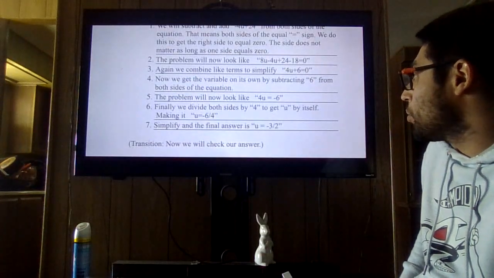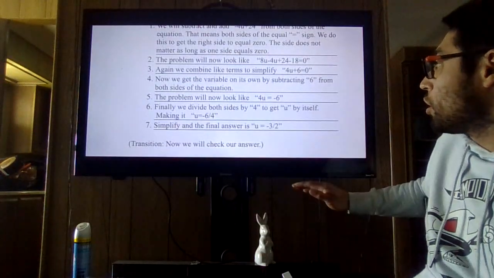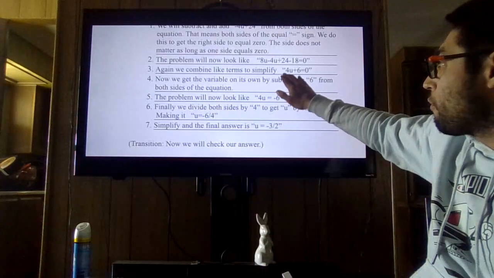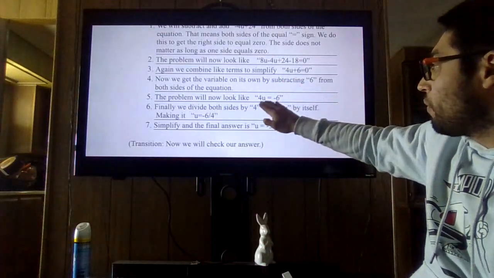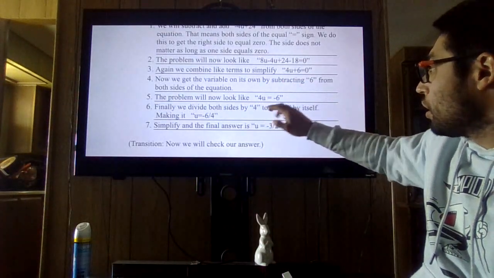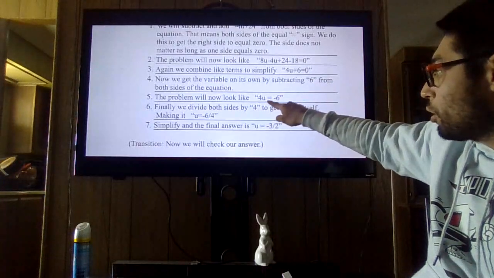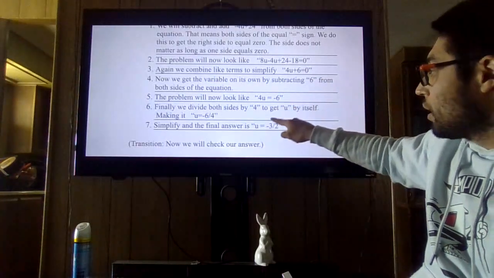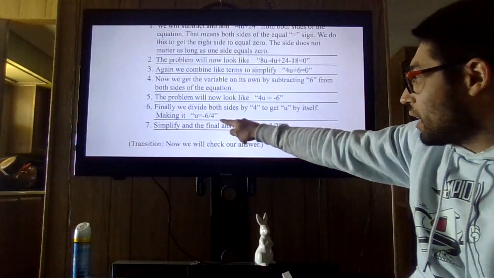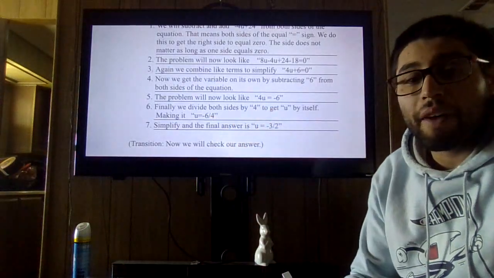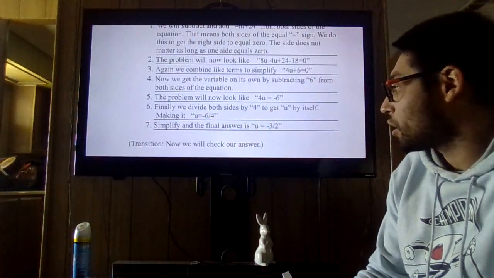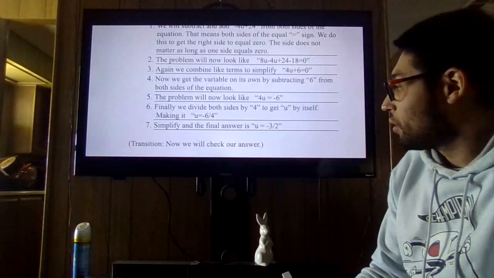Now to get the variable, we get it by itself. In order to do that, we will get rid of the 6 and the 4 on this side. So we will subtract 6 from this side, and then we will follow by dividing by 4. So subtracting 6 will give 4u equals minus 6. Dividing both sides makes it u equals minus 6 over 4. And we simplify that one more time to get our answer, which is minus 3/2.